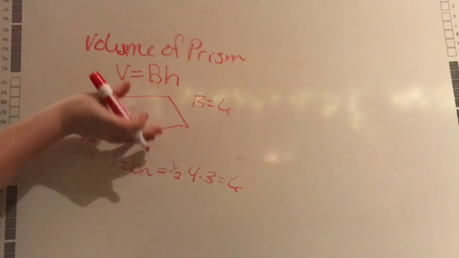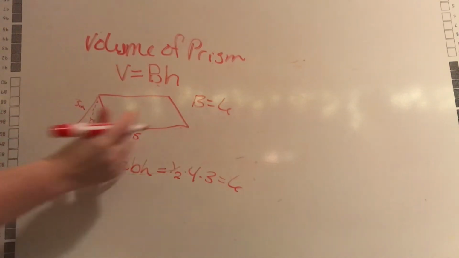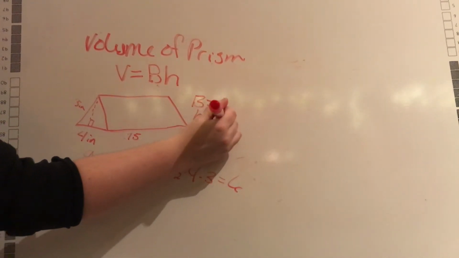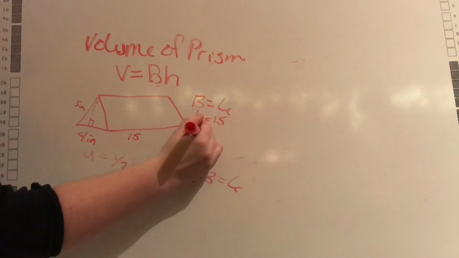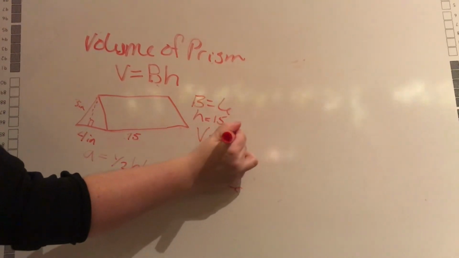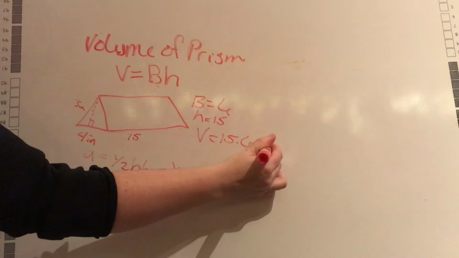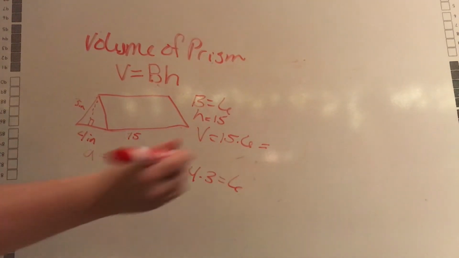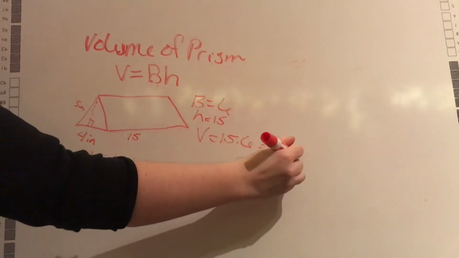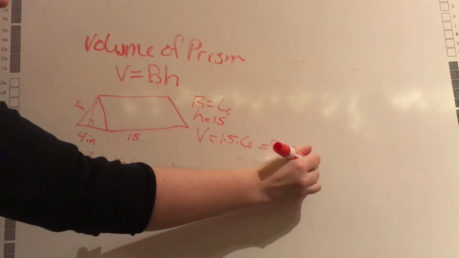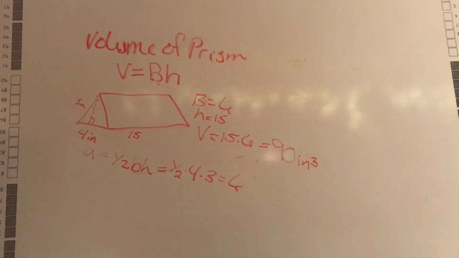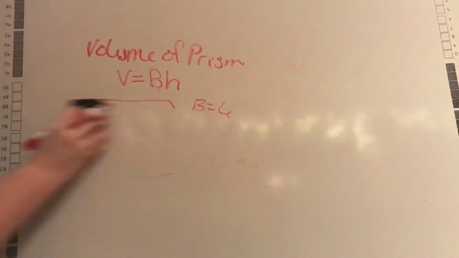Your height, if this was standing up, or this longer section here, is 15, and we multiply those by each other. So volume equals 15 times 6, which equals 90 inches cubed. Okay, so the volume for this prism is 90 inches cubed. What about for a cylinder? Well, it's going to be very, very similar.